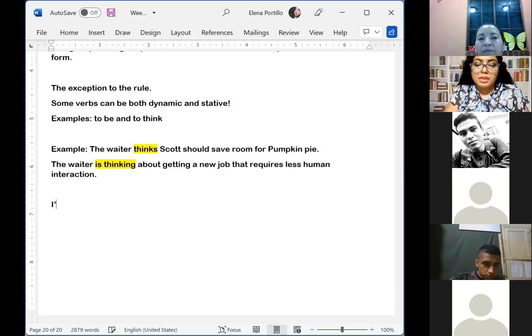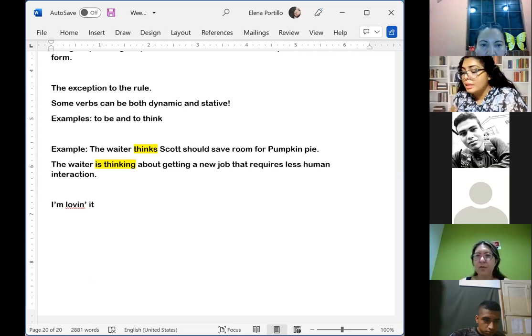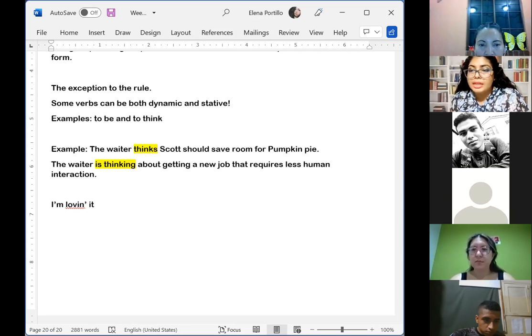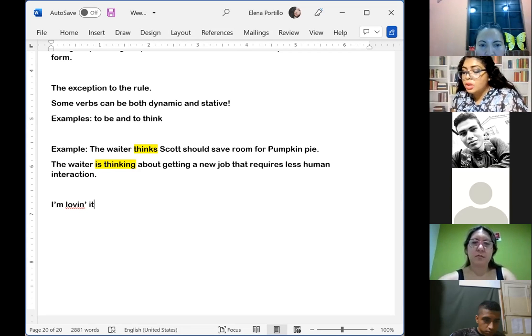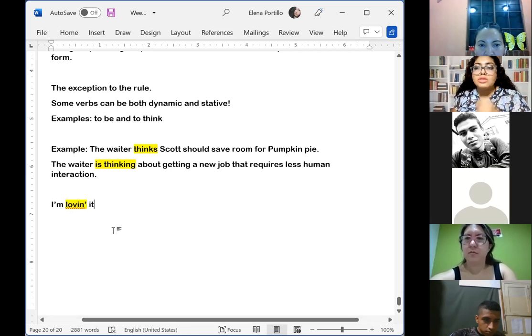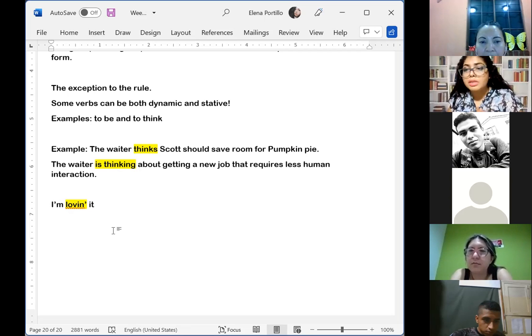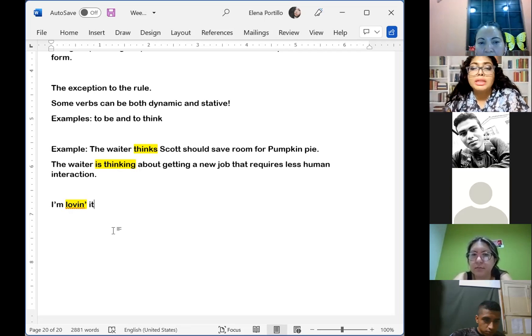I am loving it. In this case, we are not writing the complete phrase. It is grammatically incorrect because to love is a stative verb. So we are not going to use this verb with this structure, because we were saying yesterday that we have two different kinds of verbs: dynamic verbs and stative verbs. This verb is talking about a feeling and it is a stative verb, so we are not using this kind of verb with this structure.